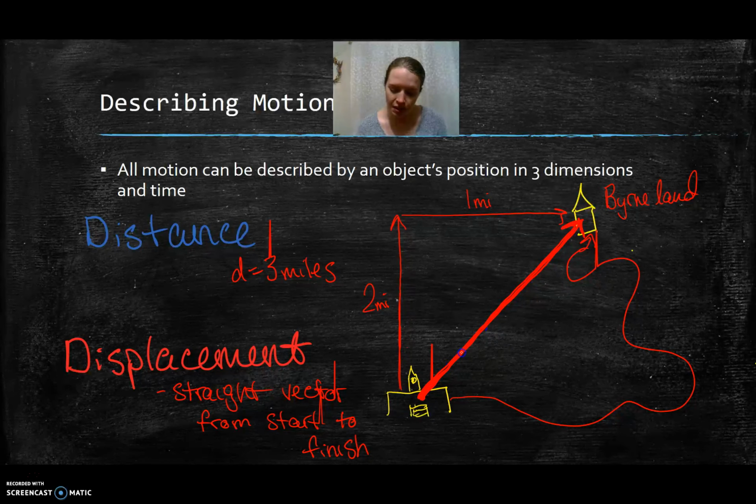So the distance is always going to be greater than or at least equal to the displacement. The displacement is this, as the crow flies, straight line from start to finish. So we would calculate this using our regular old Pythagorean theorem if we needed to. A lot of the time I'm going to say d, and d can represent distance or displacement, depending on the situation. Most of the time, it's going to represent displacement.